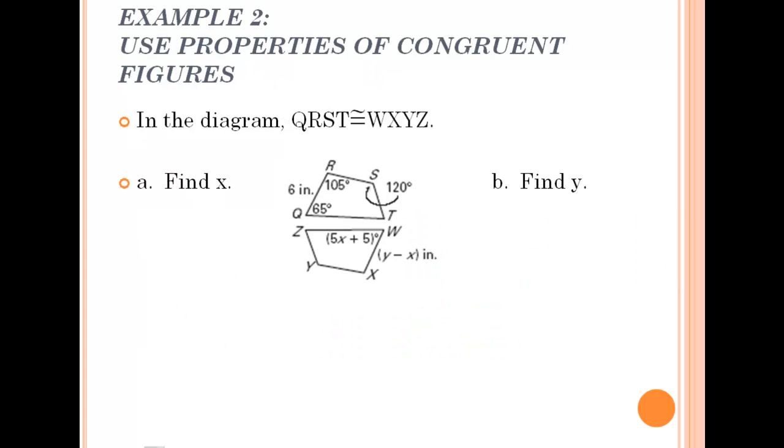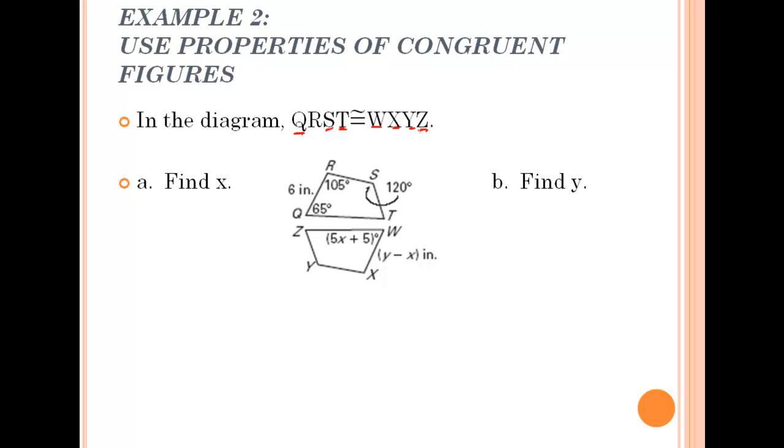Example 2, use properties of congruent figures. In the diagram, QRST is congruent to WXYZ. So we know Q is congruent to W, R is congruent to X, S is congruent to Y, and T is congruent to Z. So we have to make sure we have these statements written right.